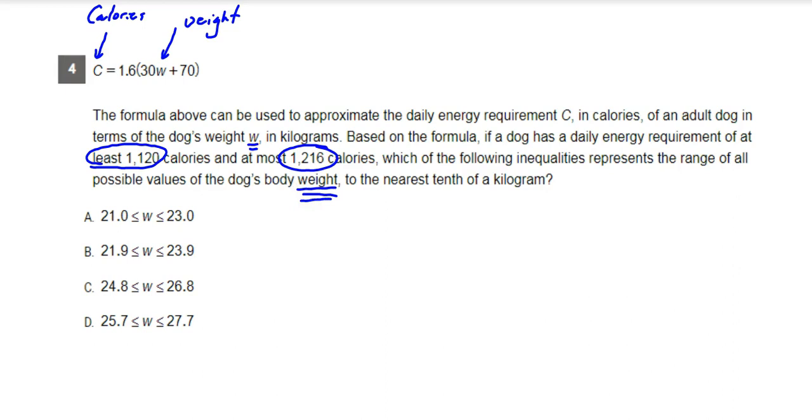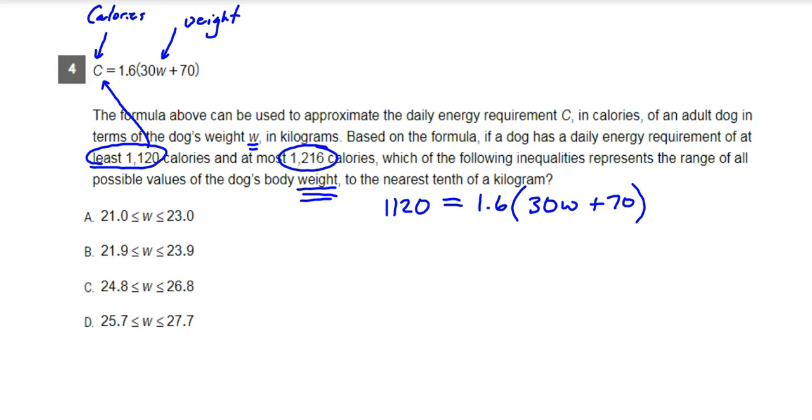So basically, we need to figure out what W is when C is these two different values. The first thing is I'm going to plug in 1120 calories. So I'm going to solve an equation where 1120 equals 1.6 multiplied by the quantity 30W plus 70. And I'm going to solve that equation first, and that should give me my lower range for weight.